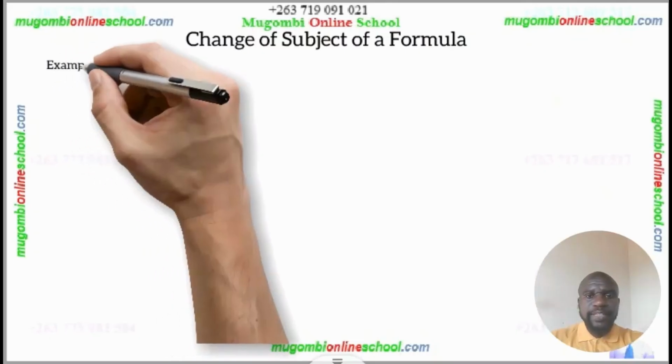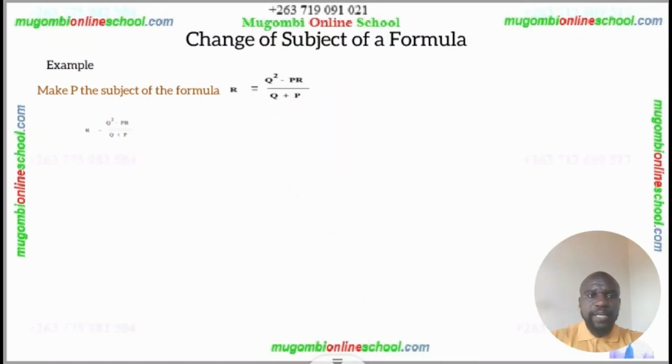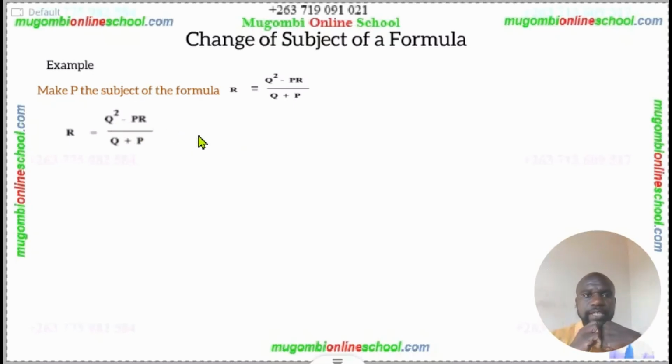Covering change of subject of a formula. Example: make P the subject of the formula given that R is equal to (Q squared minus PR) over (Q plus R). As we see in our question, what we need to do now is to make the left hand side a fraction like the right hand side. So we are going to divide R by 1. That is our first step.